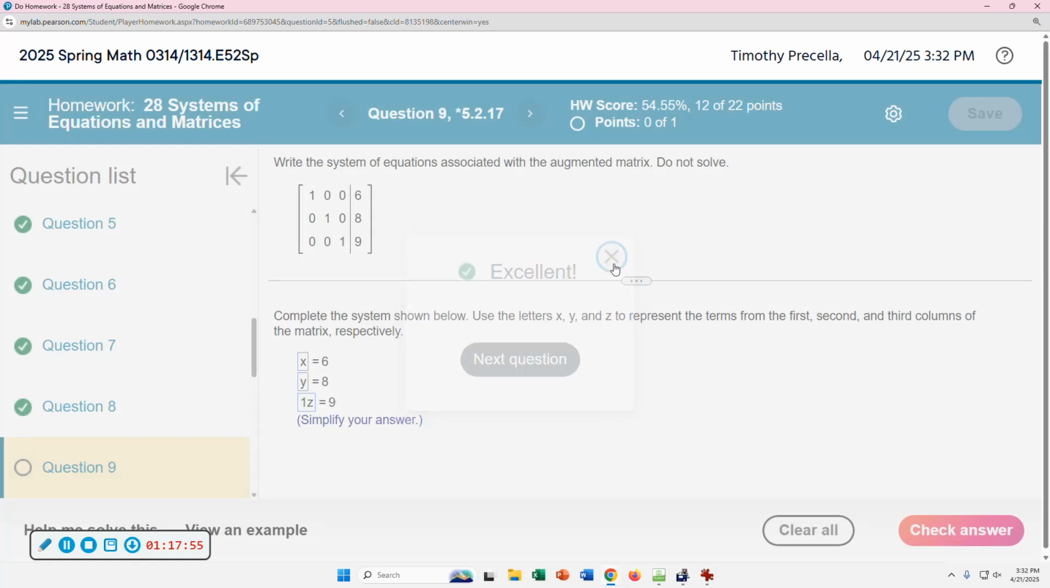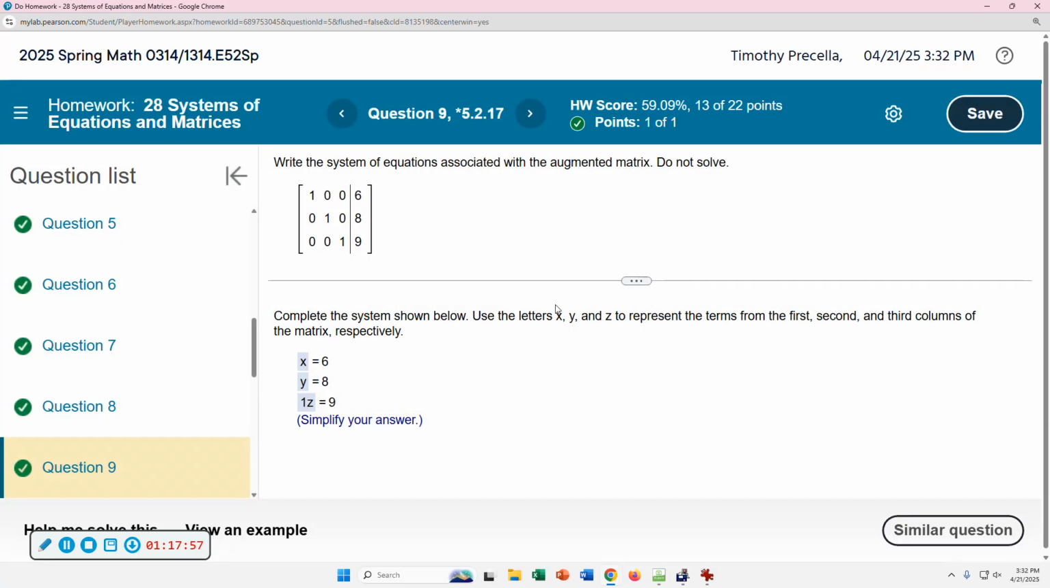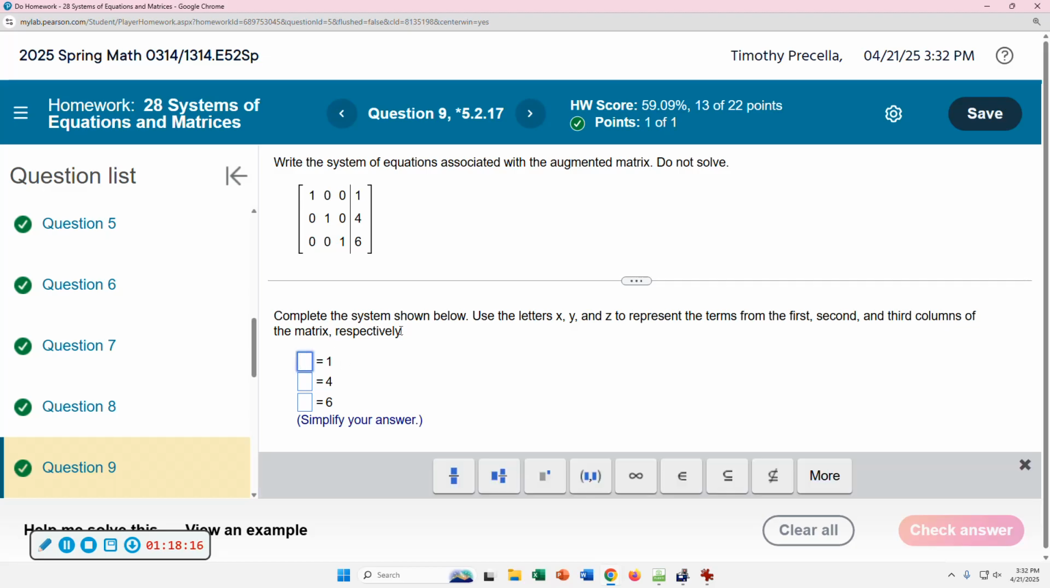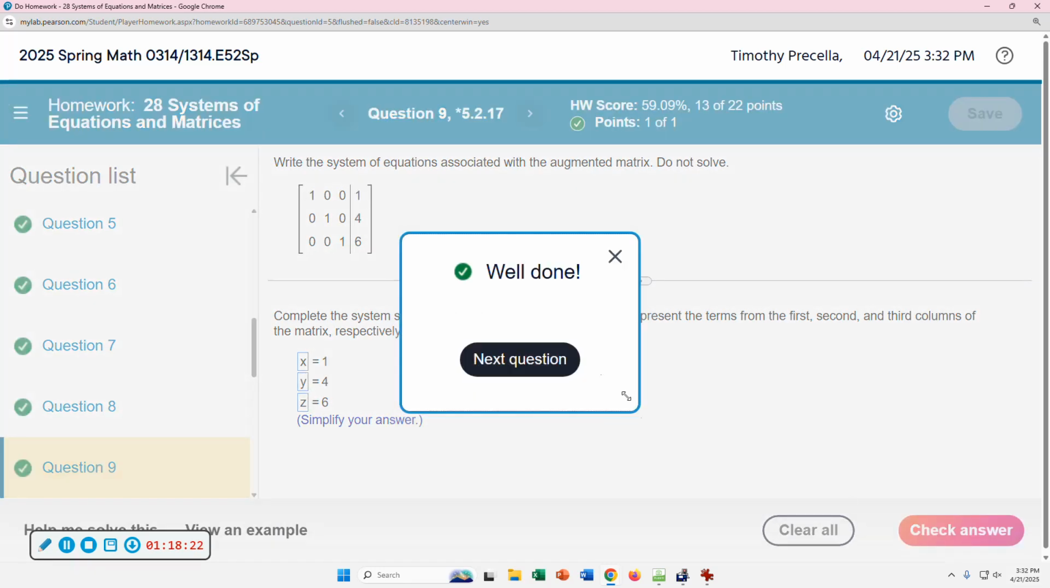I'm surprised by that. I'm curious, does everyone just type X, Y, and Z here for the answer on your number 9? Or do they change the letters? Similar question, still X, Y, and Z. Just remember on number 9, you type in X, Y, and Z. Any questions there?